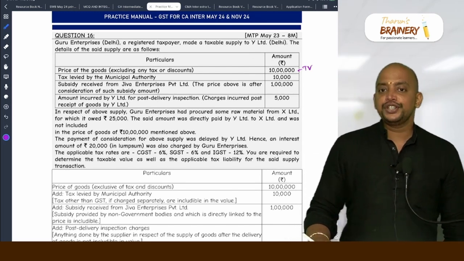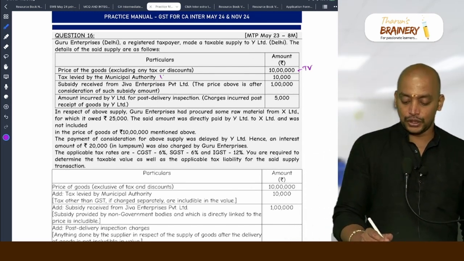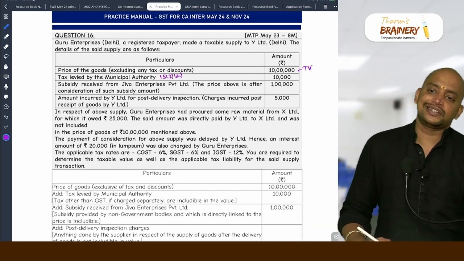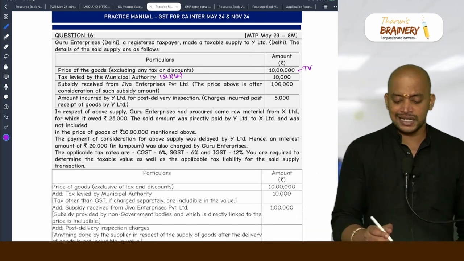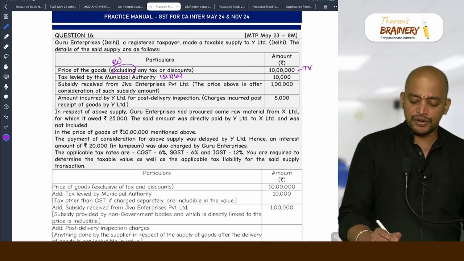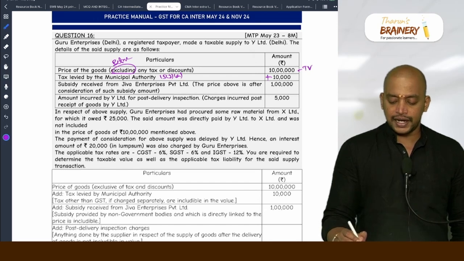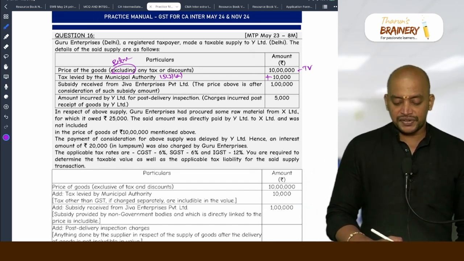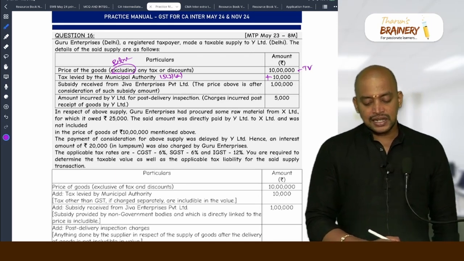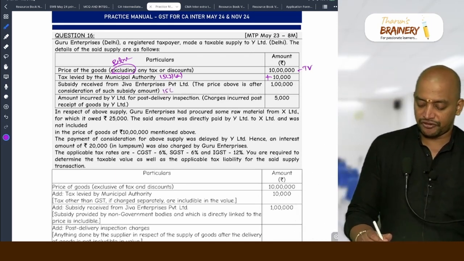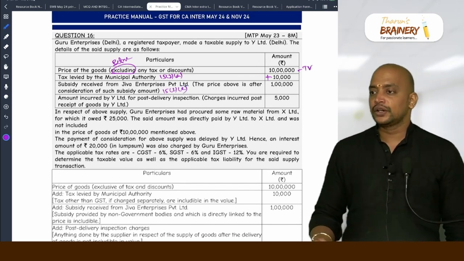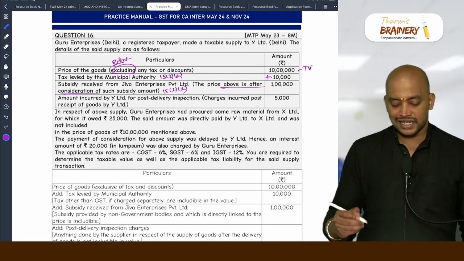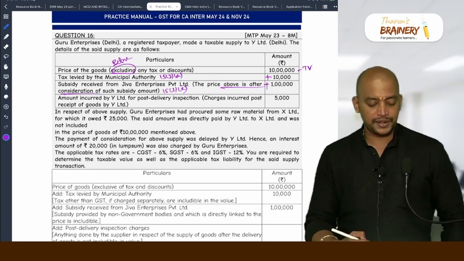Tax levied by municipal authority. 15(2)(a), any taxes, duties and cess by whatever name call other than GST to be included. In the given price it is not included. Excluding means before, therefore we need to add. Subsidy received from Jiva Enterprises Private Limited. The price above is after considering the above subsidy. So subsidy from Jiva Enterprise as per 15(2)(e), it is to be included, and in the given price it is excluded. How you know that it is excluded? The price is after consideration of subsidy, so therefore we need to add.